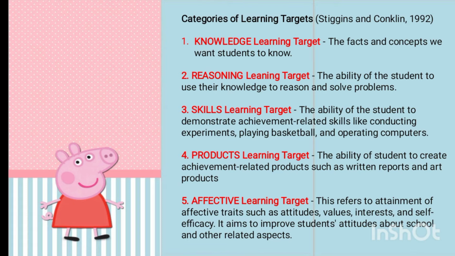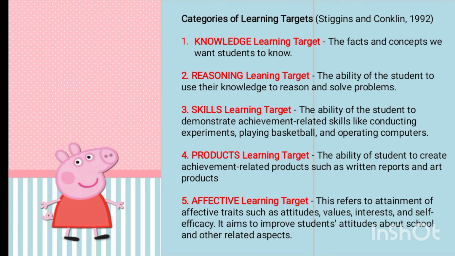Number 4, product learning target. The ability of students to create achievement-related products such as written reports and art products. The content products, as written, call for the creation of a product, and evaluation of learning will be the qualities of the product. We often have students create products to demonstrate other types of learning targets, in which case what should be evaluated is the intended learning, not the qualities of the product.